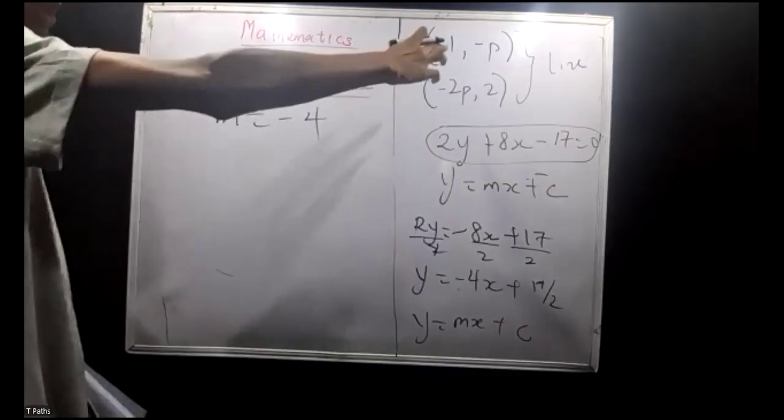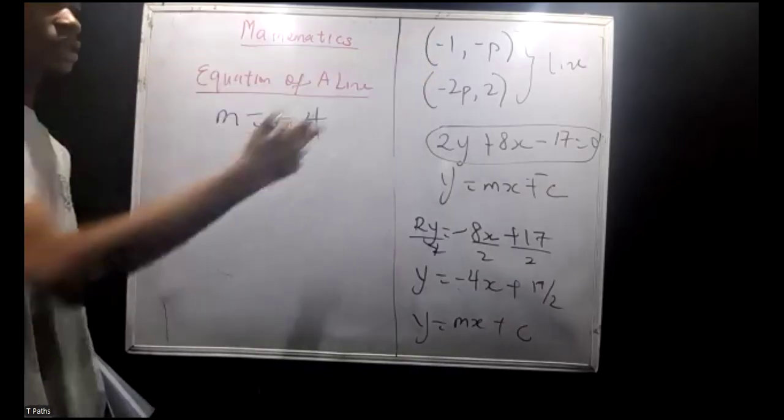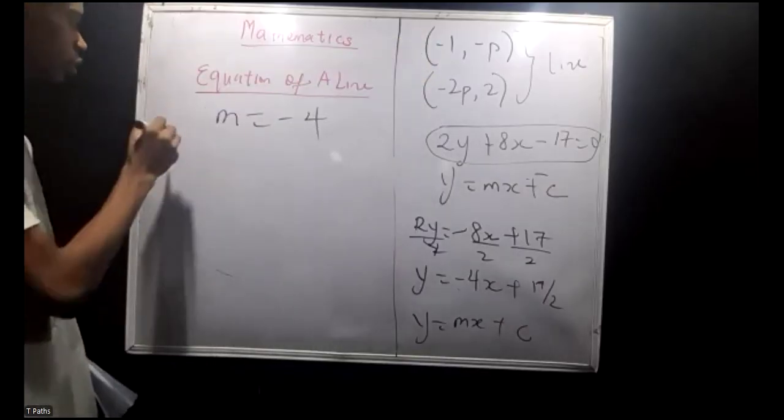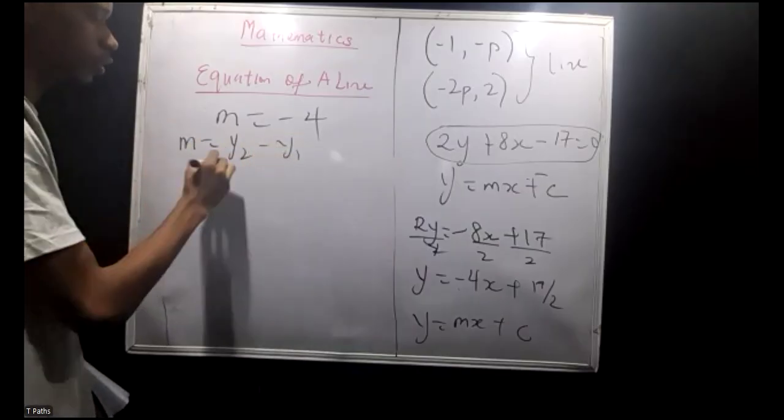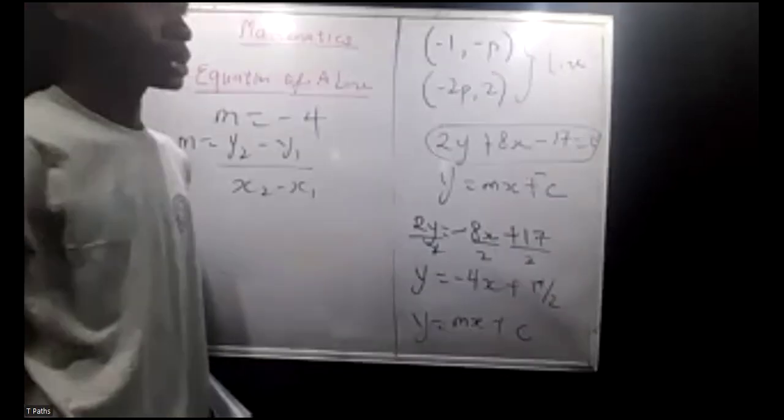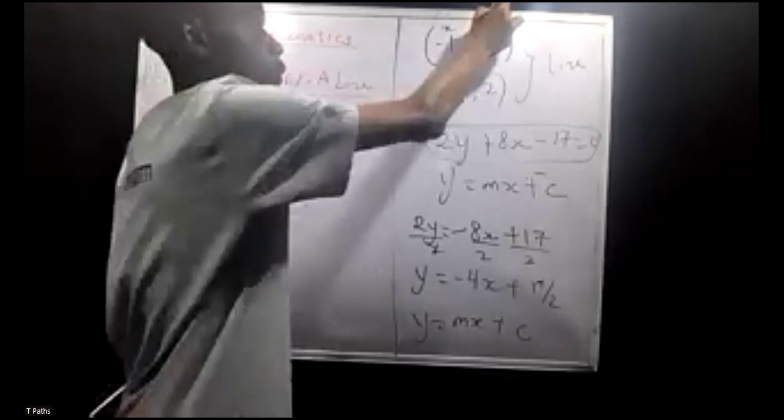All right, so there is a way we calculate gradients, the 2-point form equation. m is equal to y2 minus y1 over x2 minus x1. So here we are going to label our x and y. This is x1, this is y1, the first point's x and y coordinates. So this is x2, y2. So now here, I'm just going to put these values into this equation.